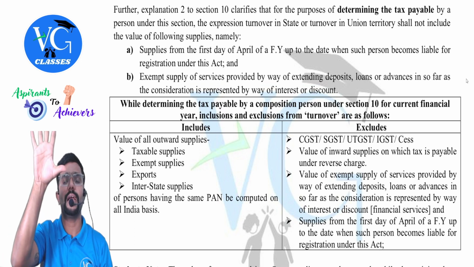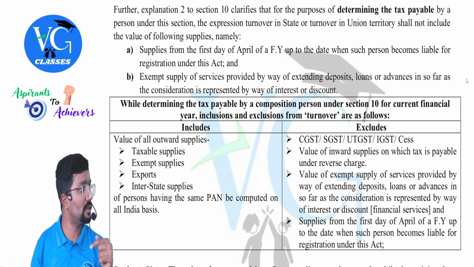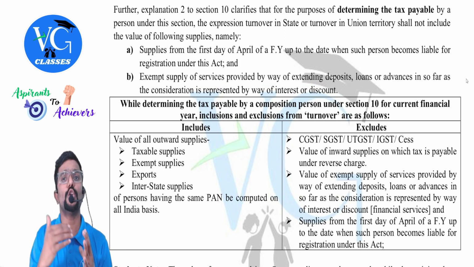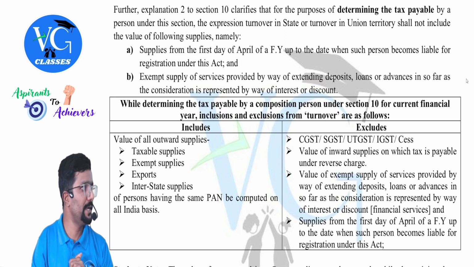Assume my turnover is 50 lakh. I should pay tax only on 10 lakh. This is for every year, right? No, only for the first year. So simple: up to the turnover limit applicable for registration, I need not pay tax.